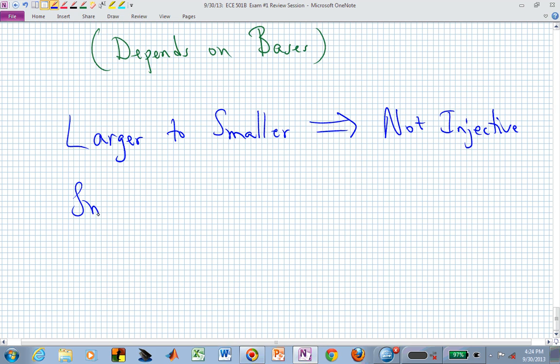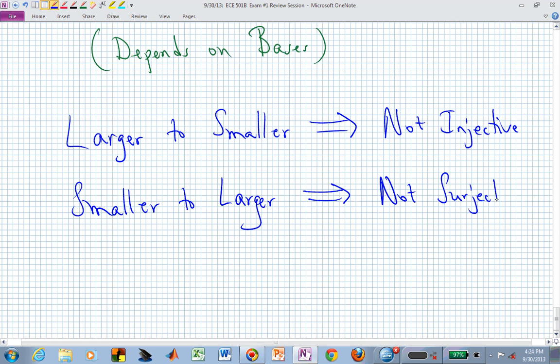If you have the other situation where you're going from a smaller vector space to a larger vector space, then you can immediately say that your map is not surjective.